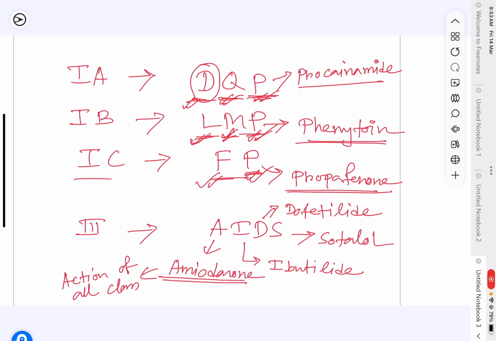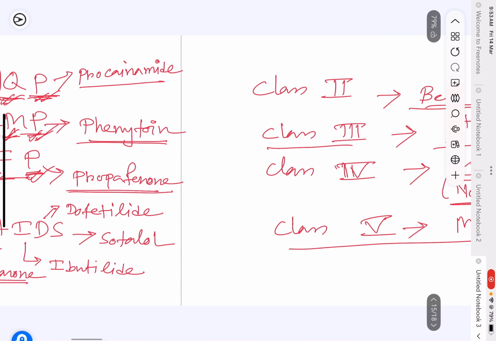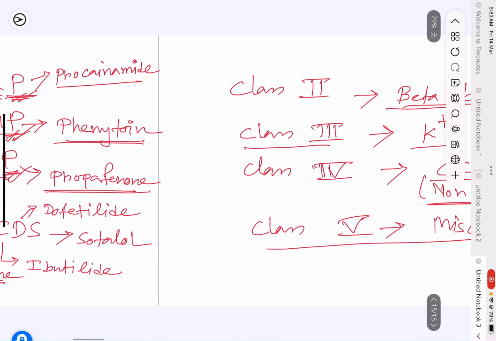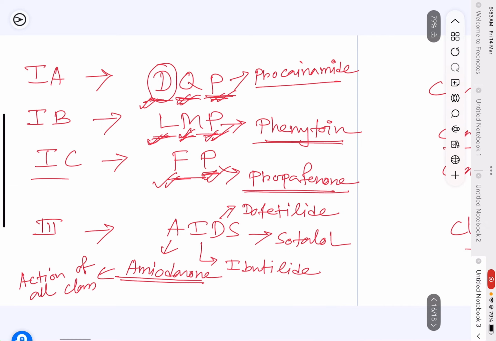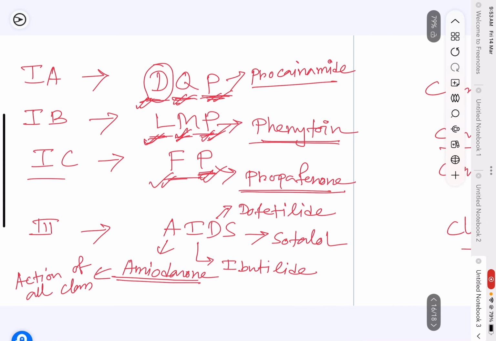So class 2 you remember, very easy, all the simple drugs in beta blockers. Class 3, again, here it is a little difficult to remember. Remember the mnemonic AIDS for potassium channel blockers. A for amiodarone, I for ibutilide, D for dofetilide, S for sotalol. Sotalol is also a beta blocker, but a beta blocker with potassium channel blocker action. So amiodarone, ibutilide, dofetilide, sotalol.